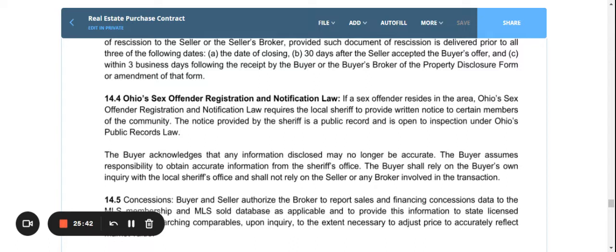If a sex offender lives in the area, it is actually your responsibility to do your due diligence to see if there's a sex offender registered in your area. And if you don't feel comfortable with that, you gotta let us know up front. But you just gotta realize that it's no one else's responsibility but yours.